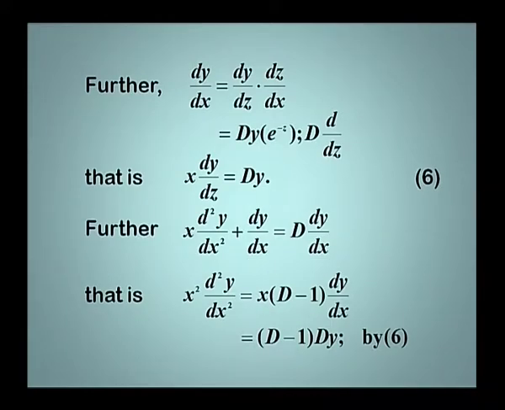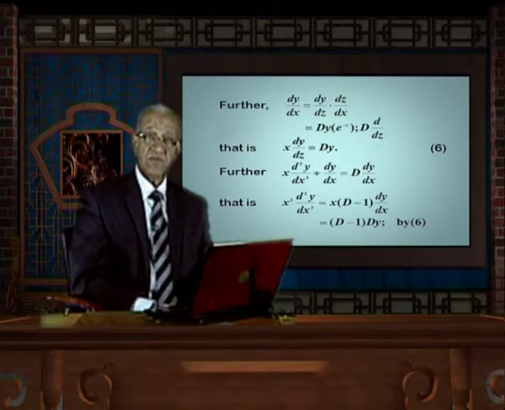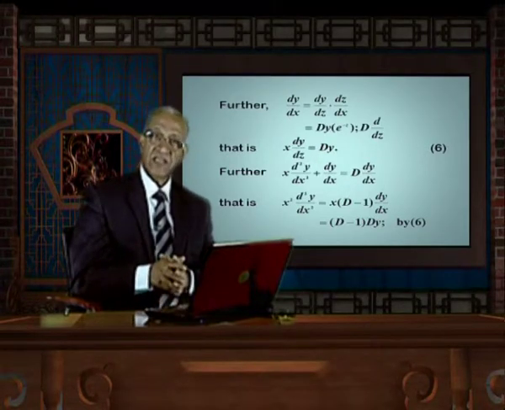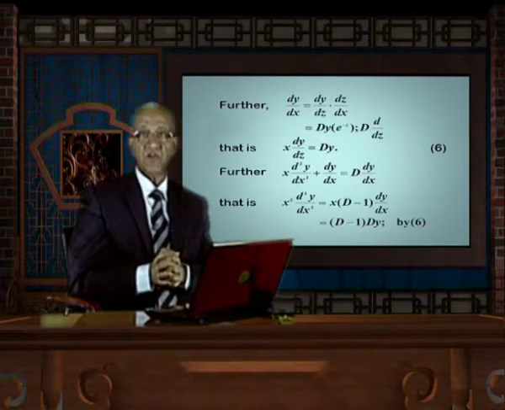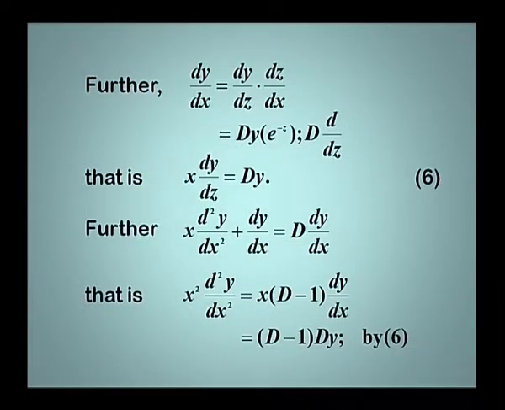We move further. We write dy upon dx, and then we get here, as you can see, dy upon dz into dz upon dx. For d/dz, we write capital D as an operator. It's a very important name, and a person who is studying calculus, mainly differential calculus, must know the name of the operator. So we avoided giving the detailed definition of an operator, which we call the differential operator. It is written as Dy into e to the power minus z. And then we get x dy upon dx is equal to Dy. Very clear. We take this x on the left-hand side and we get this result.